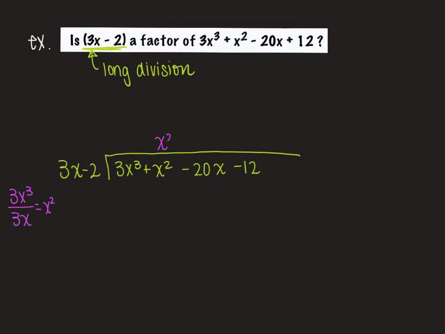And I put it over my x squared column. And then I'm going to multiply. So I'm going to have x squared times 3x, and I get 3x cubed, and x squared times minus 2, and I get minus 2x squared. Now we subtract this whole row.